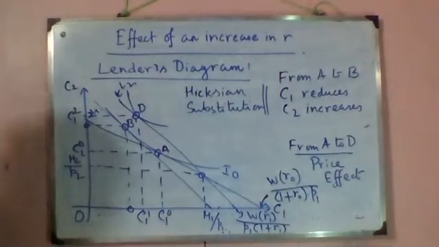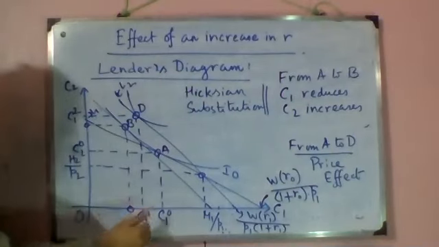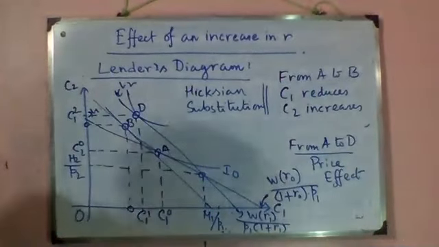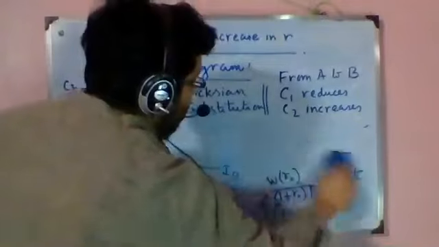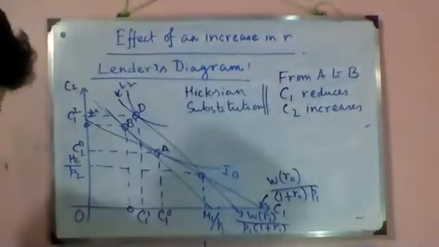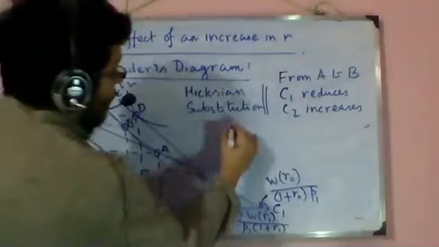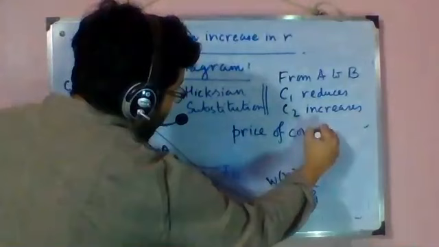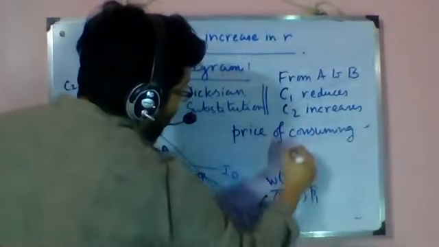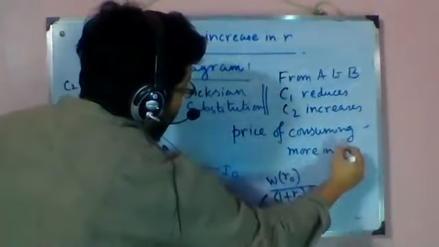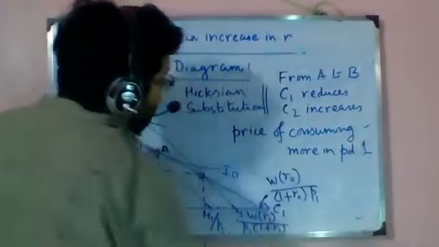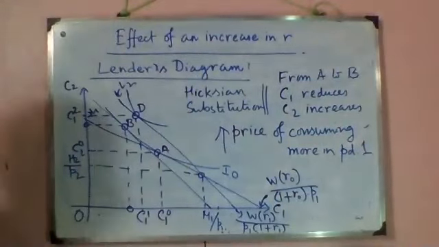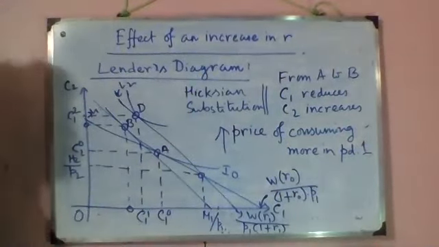Okay. So as we see, the substitution effect is always negative, and it works here also. The opportunity cost or the price of choosing more in period 1 is the interest rate foregone, right? So let me just write this. What I'm saying is that the price of consuming more in period 1 has increased, right? So C1 reduces, C2 increases. All right, so this is my substitution effect.